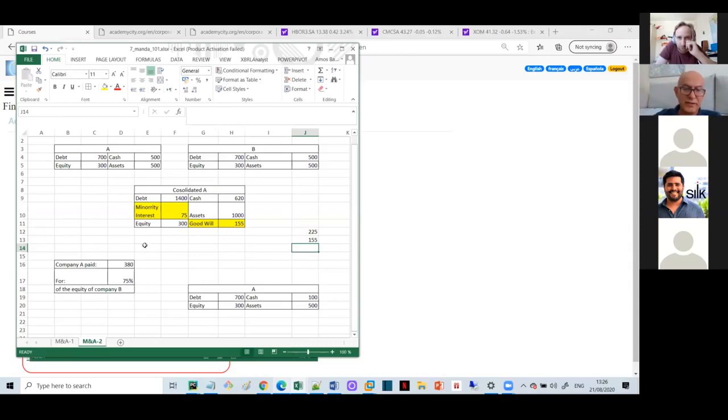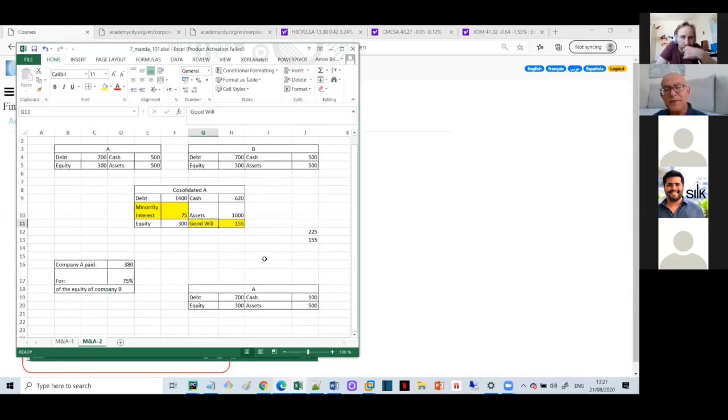Since I acquired only 75% of the shares of B, I really own only 75% of this book value. And for that book value, I was willing to pay 380. That means I was willing to pay extra of 155 over the 75% of the book value. So I overpaid 155. So we can immediately say the intangibles is 155. And in a minute we'll see it's clearer, okay? So that's stage number one.